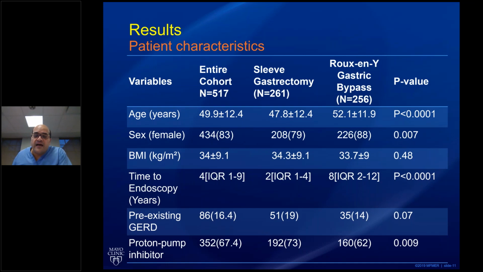and the other difference is time to endoscopy was longer in the ROY gastric bypass cohort compared to the sleeve gastrectomy. And that's because of the nature that ROY gastric bypass is an older procedure. We did adjust for this in the multivariate analysis that I will share with you as well. Pre-existing GERD diagnosis was present in a similar percentage of both groups. Proton pump inhibitors was used in a similar percentage of both groups as well, as you could see from here. So PPI was prevalent, and almost two-thirds of the cohort in both ends were using these medications.